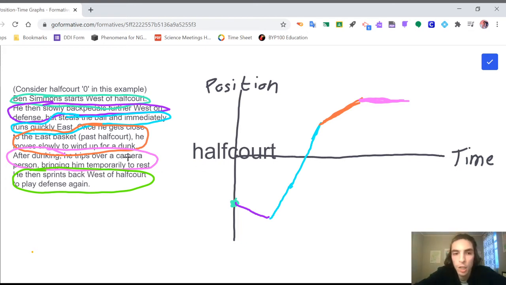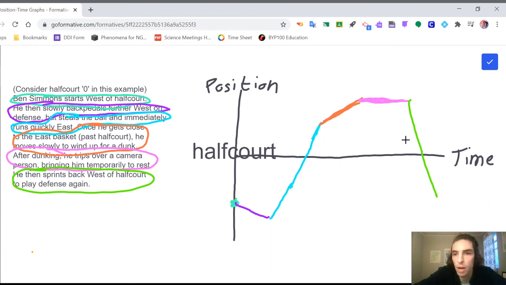Now, honestly, I should have written a slightly more specific speed or relative speed for Ben Simmons here. I'm going to assume he runs at a pretty similar speed to this cyan blue, teal color. So Ben Simmons should be moving pretty quickly back west of half court. He's sprinting back on defense for the next play.